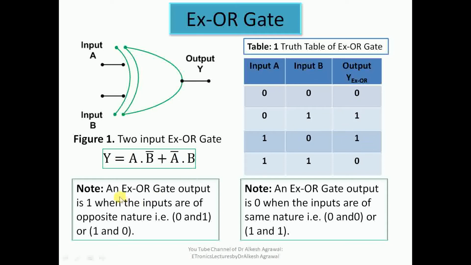This is already written here as a note: an XOR gate output is 1 when the inputs are of opposite nature, that is 0 and 1 or 1 and 0, and the XOR gate output is 0 when the inputs are of the same nature.